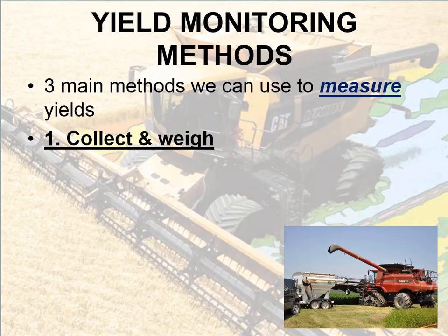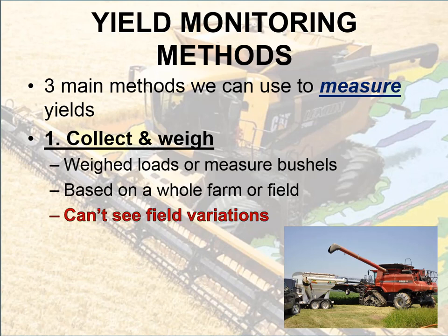So to look at yield monitoring, basically there's three main ways that we can utilize to measure yields. The first one is what we call the collect and weigh method. What that is, we would combine, harvest the crop, and we'd weigh out a load, or we'd measure how many bushels we had. A lot of times this was based on a whole farm or whole field.